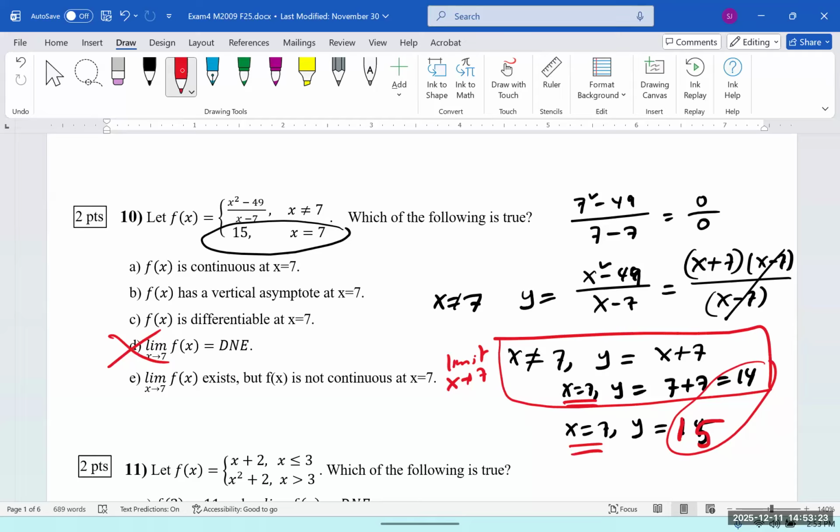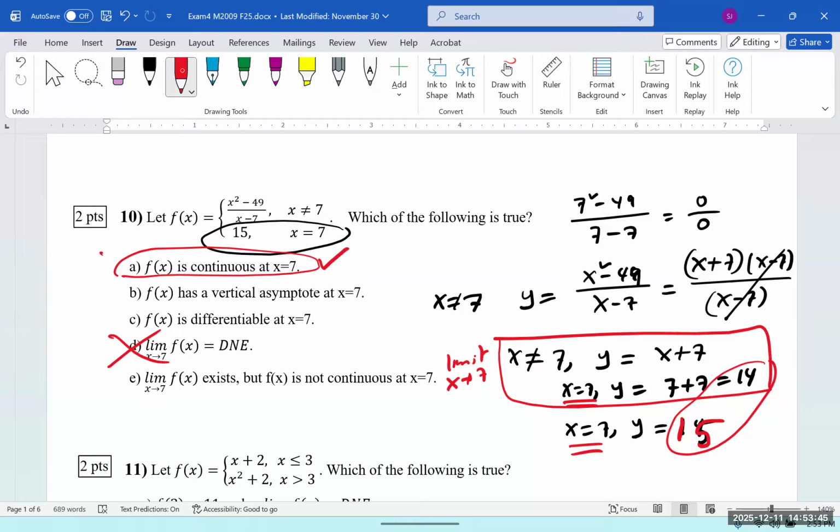Now, look at here, continuous. When x is not 7, our y value is 14. But when x is 7, our y value is 15. So is it a continuous function? No. So A is a right choice.